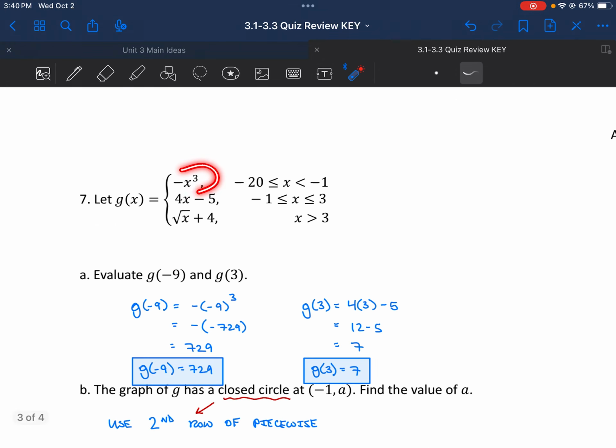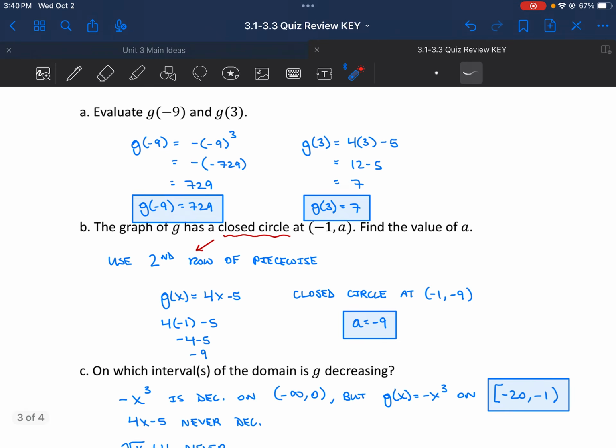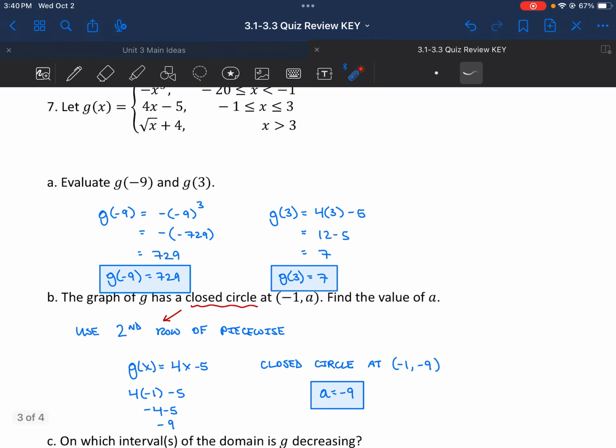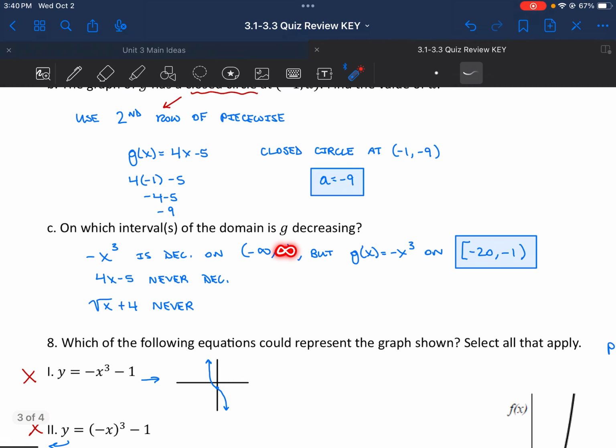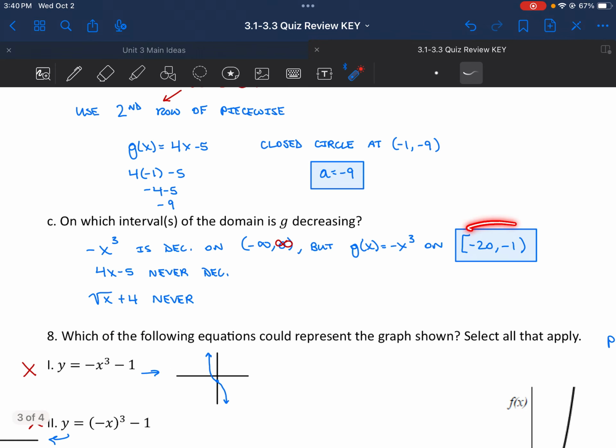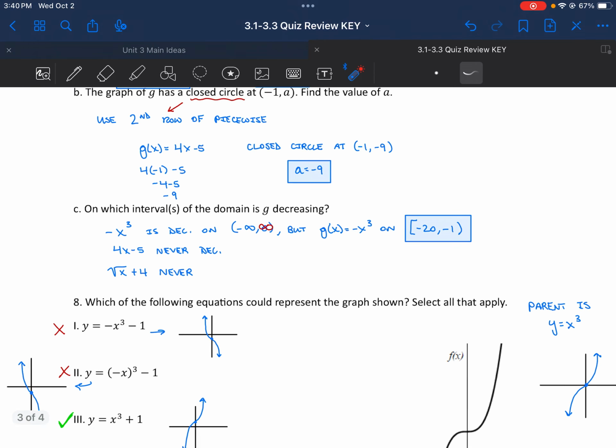However, negative x cubed is only defined from negative 20 to 1. So our function g, because negative x cubed is only defined on this specific interval, even though it's always decreasing, let me go ahead and fix this typo. Even though it's always decreasing, this is only applicable on this domain right here. So the function g is decreasing from negative 20 to negative 1.